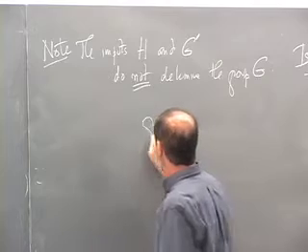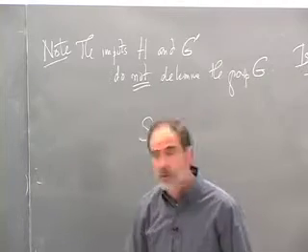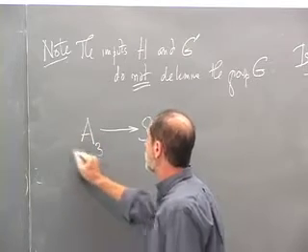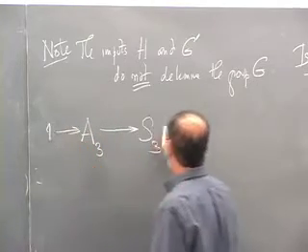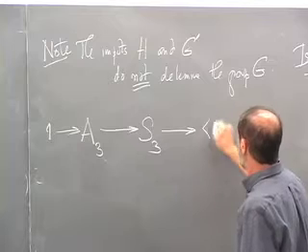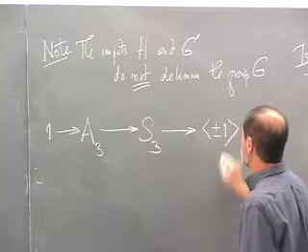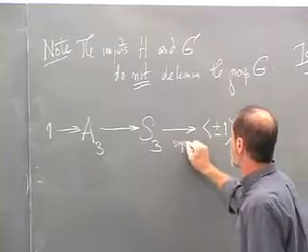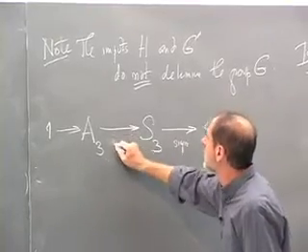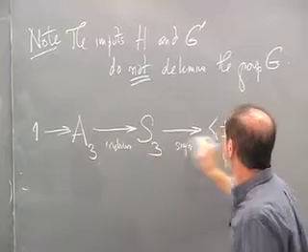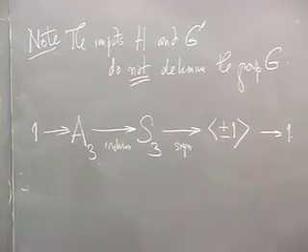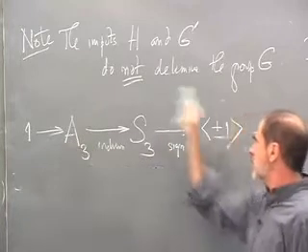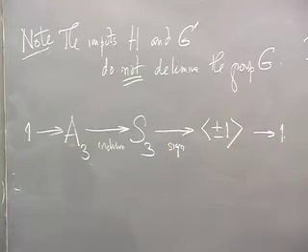Take the symmetric group on 3 letters. That has as normal subgroup the alternating group on 3 letters. The quotient group is the group plus or minus 1 of 2 elements. This is the sign map, and this is the obvious inclusion. That's an exact sequence of groups. Here's a group with 6 elements, the subgroup has 3 elements, and the quotient group has 2 elements.